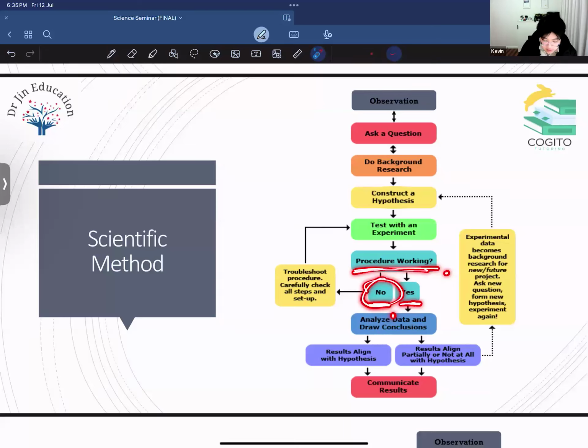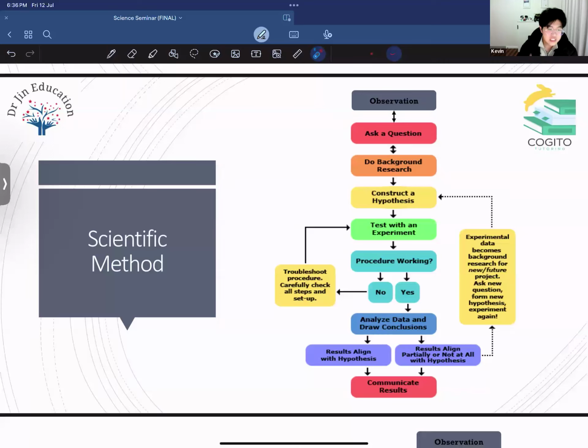If it's not working, you have to troubleshoot it. You have to go and fix it back up, right? You have to add those one or two important steps. However, if you're lucky enough, on the first go, your procedure is working, and yes, it's working. What's going to happen is you're going to collect data, you're going to analyze the data, and then you're going to draw conclusions.